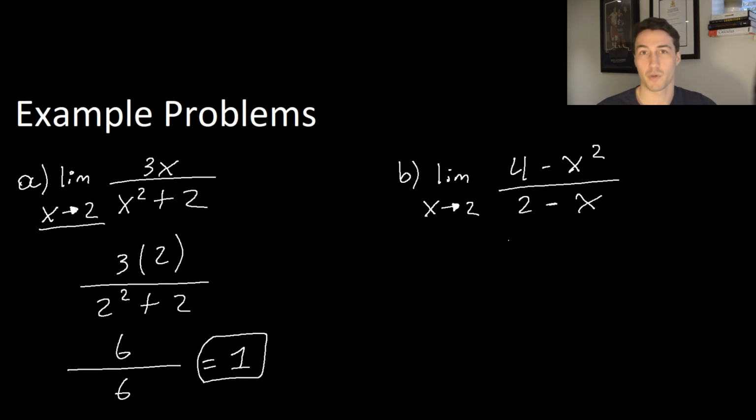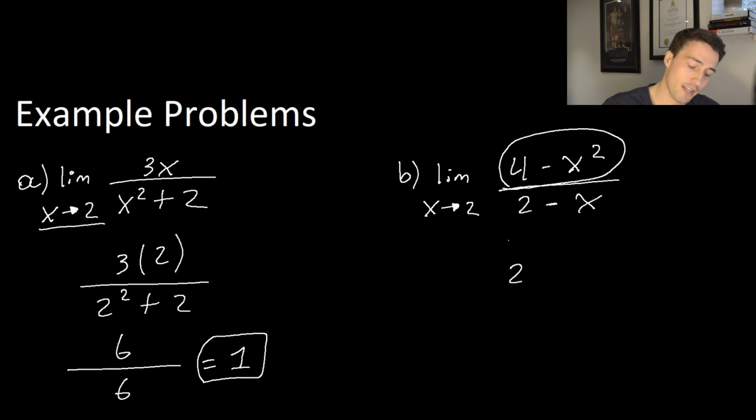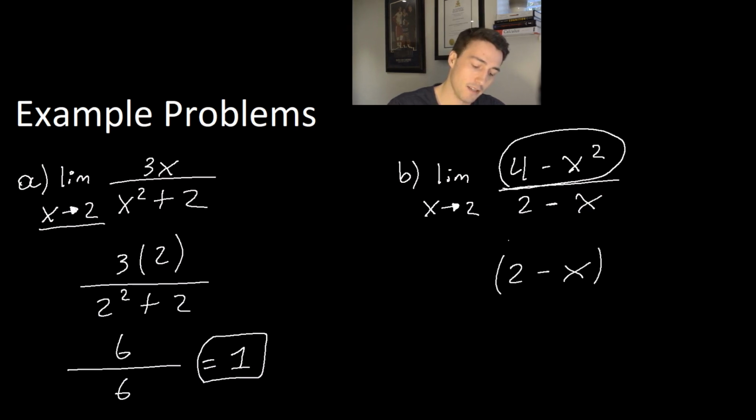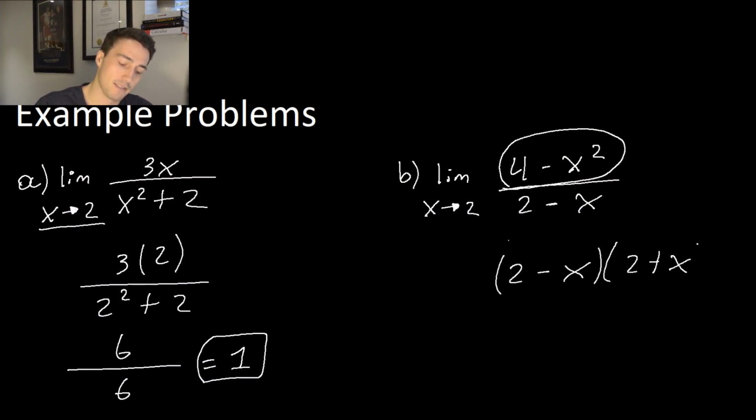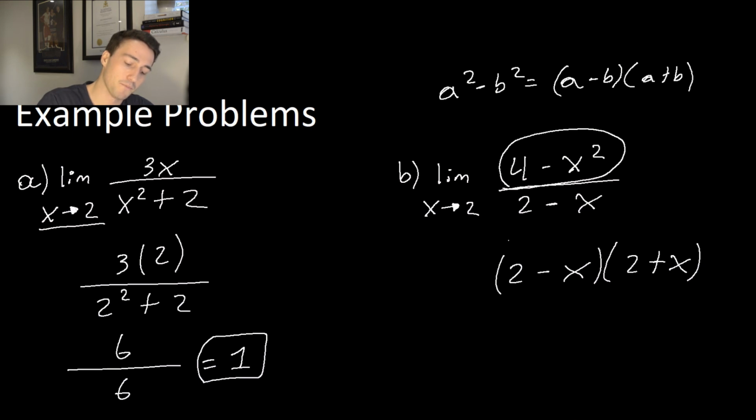What we have to do is solve this limit by factoring. Up top, this is actually a difference of squares. 4 is a perfect square, and x squared is a perfect square. So I can write that out as 2 minus x times 2 plus x. That is the difference of squares: we have a squared minus b squared, which evaluates to a minus b times a plus b.